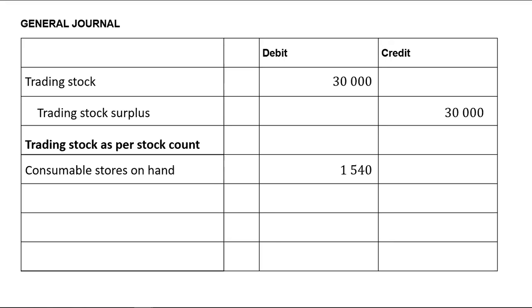Now we will credit stationery. Our expense will go down from 12,540 to 11,000. So we need to reduce it by that 1,540, which will, in the current financial year, be recognized as consumable stores on hand, which is a current asset.